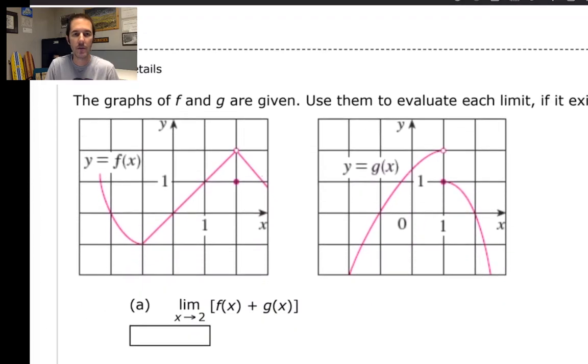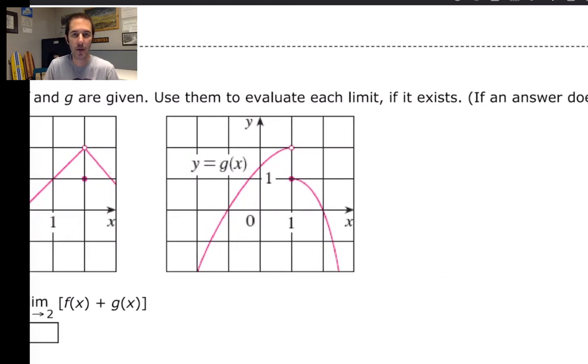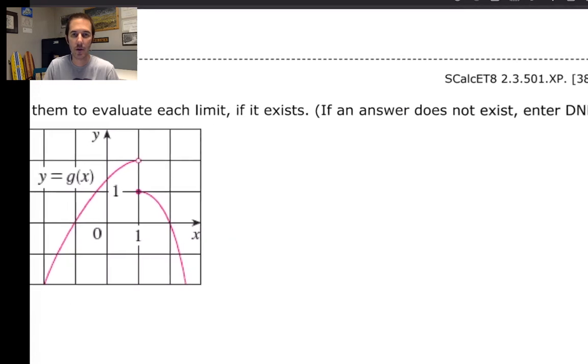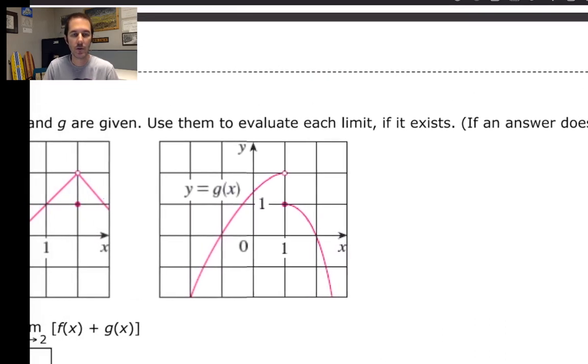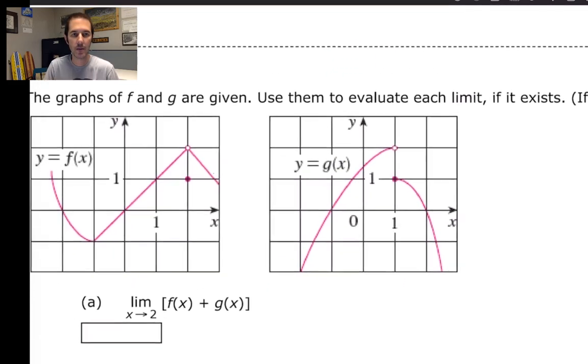This is a graphical approach to that same kind of question. We already talked about that. And I'll remind you that if the limit from the left does not equal the limit from the right, then the limit does not exist. So it's possible that you're going to have to answer some parts of these questions with a DNE for does not exist. So just be careful there as you're evaluating these.